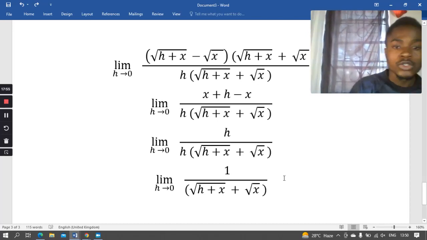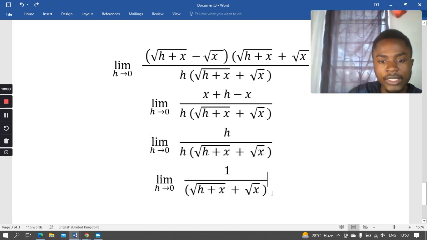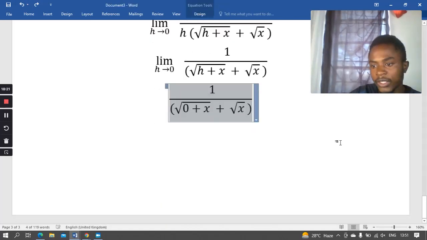So from here, we have said lim is that. So this is what we have. Once you work out, since it is limit, h is approaching 0, where there is h, we are going to put 0. When we put 0 where there is h, this is what we are going to have. Let me write it down. Where there is h, we put 0 because we are looking for the limit where h is approaching 0.